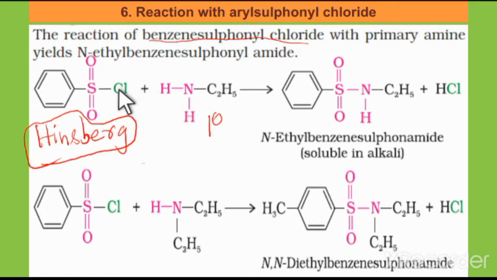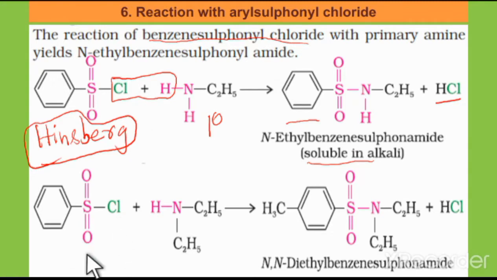the chlorine and hydrogen are lost as hydrogen chloride, and a bond is formed between the sulfur and nitrogen. In that case we get N-ethyl benzene sulfonamide, in addition to hydrochloric acid. Now this N-ethyl benzene sulfonamide is soluble in strong bases; that is the case with the primary amine.